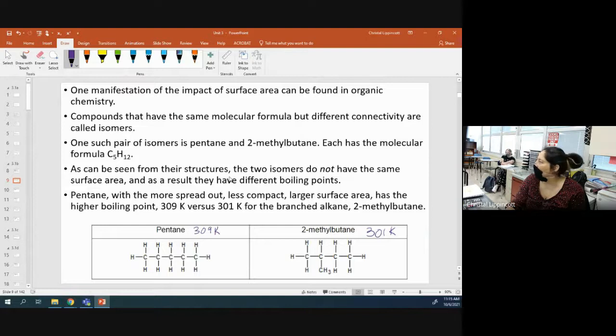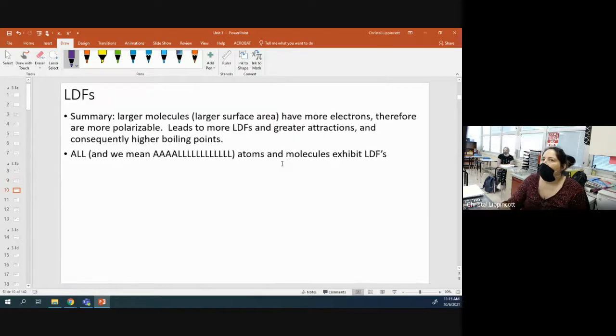So if it's longer, it's more polarizable, which leads to it having a higher boiling point due to its increased IMFs. Okay, summary. Larger molecules, larger surface area, have more electrons because they are more polarizable. That leads to greater LDFs, and therefore, as a consequence, higher boiling points.